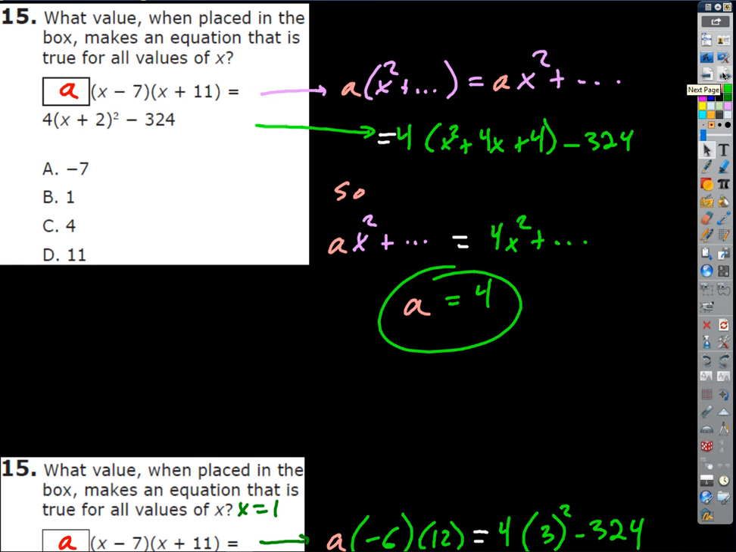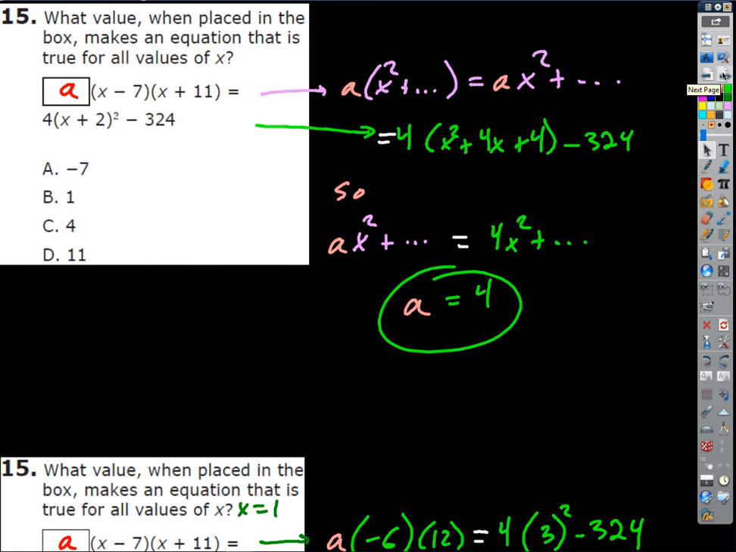Okay, what about this guy? What value, when placed in the box, makes an equation that is true for all values of x? So here's one where, if we do the algebra, we don't have to do so much work on this. We can be smart about it. We can just think about what would happen if I were to simplify everything on the left, and I'm going to call that A, because that's what we're solving for. Whenever it gives you a box like that, call it the unknown. It makes it easier to think about.